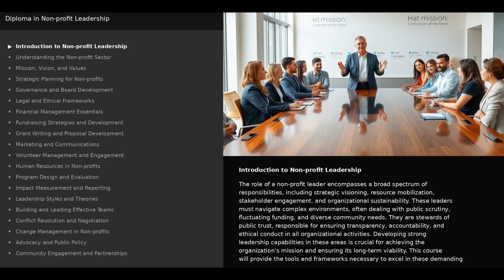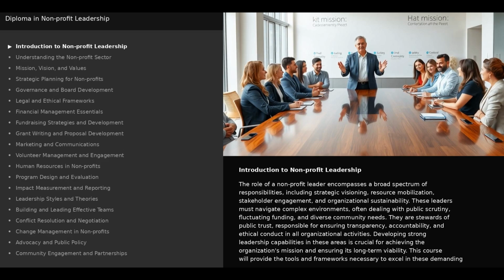The role of a non-profit leader encompasses a broad spectrum of responsibilities, including strategic visioning, resource mobilization, stakeholder engagement, and organizational sustainability. These leaders must navigate complex environments, often dealing with public scrutiny, fluctuating funding, and diverse community needs. They are stewards of public trust, responsible for ensuring transparency, accountability, and ethical conduct in all organizational activities.